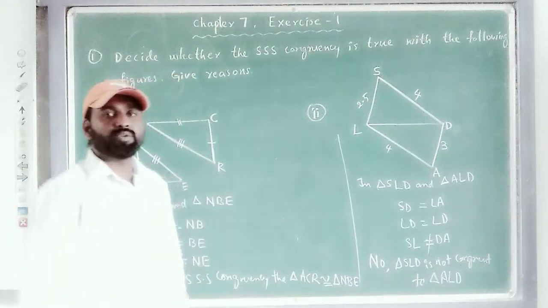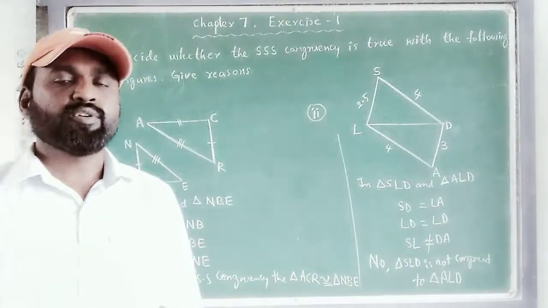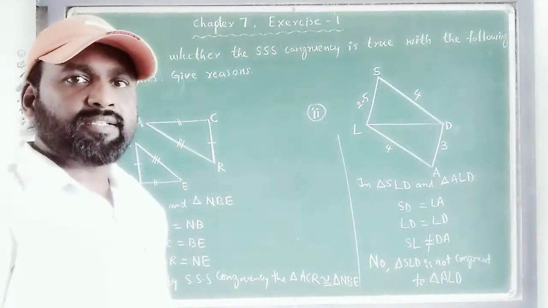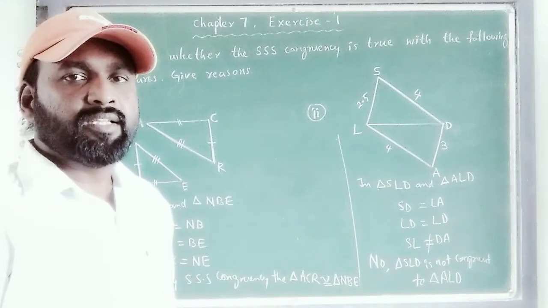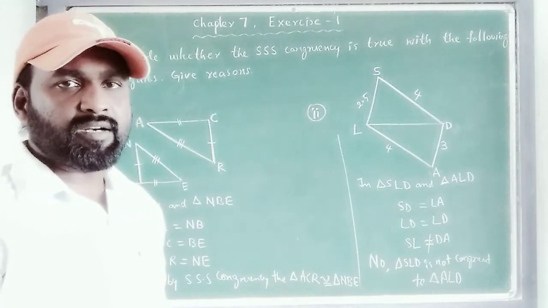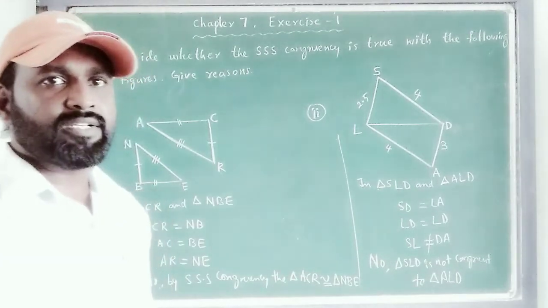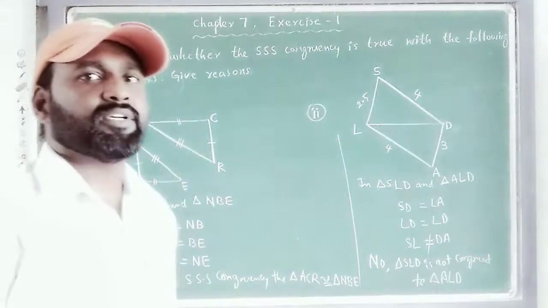Hope you all understood how to check the congruence of triangles. Just compare the corresponding sides. If all three corresponding sides are equal in the two triangles, then the two triangles are congruent. Otherwise, they are not congruent to each other. Hope you all understood this question. Let us move on to the second question now.